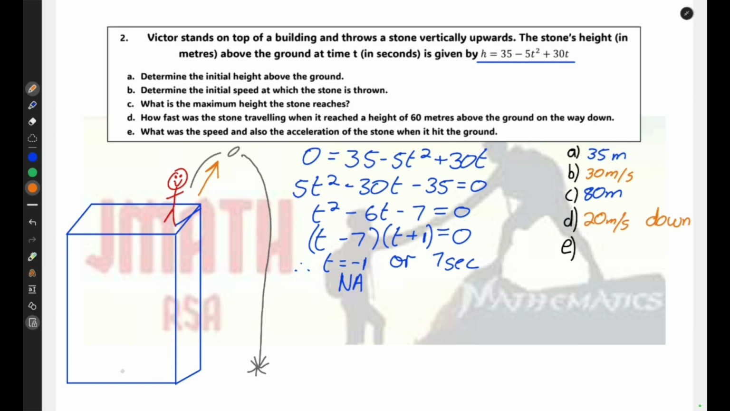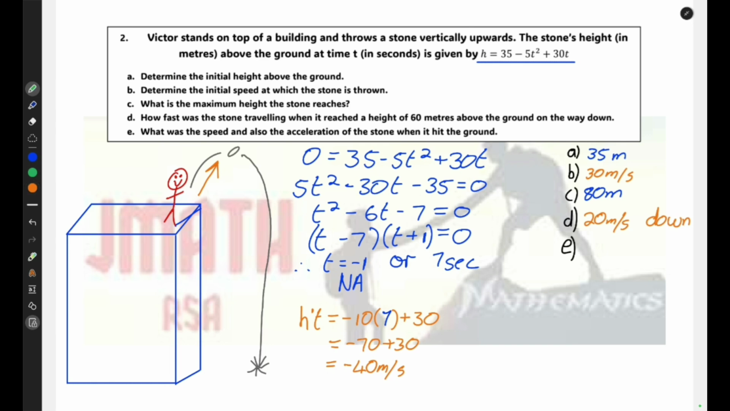Now they're asking me for the speed and the acceleration. So speed, once again, we know the derivative is equal to minus 10 times t plus 30. In this case, we are looking for 7 seconds. So it would be minus 70 plus 30, and that would just give me minus 40 meters per second. That was the speed.